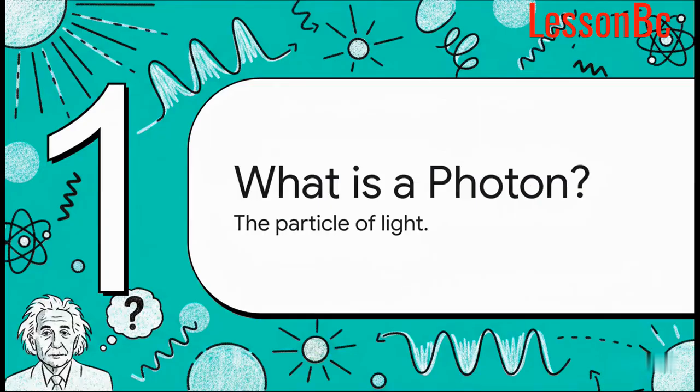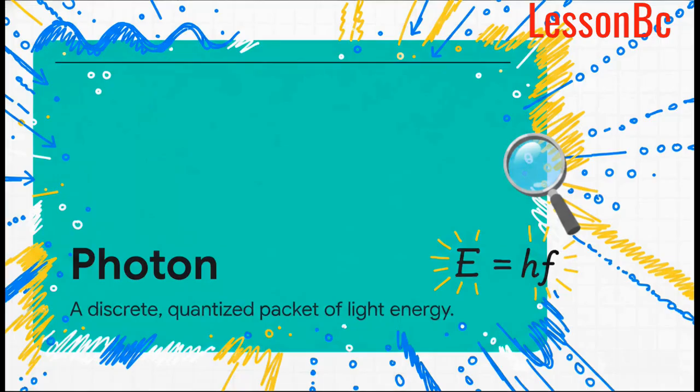What is a photon? The particle of light. So what is it? By definition, a photon is simply a discrete packet of light energy. Instead of picturing light as a continuous flowing river, think of it more like individual drops of water. This means light doesn't just flow like a wave. It also behaves like countable individual particles. And to find the energy of one of these specific packets, we use a super important equation, E equals hf. Here, E is energy, f is the frequency, and h is a special number known as Planck's constant.